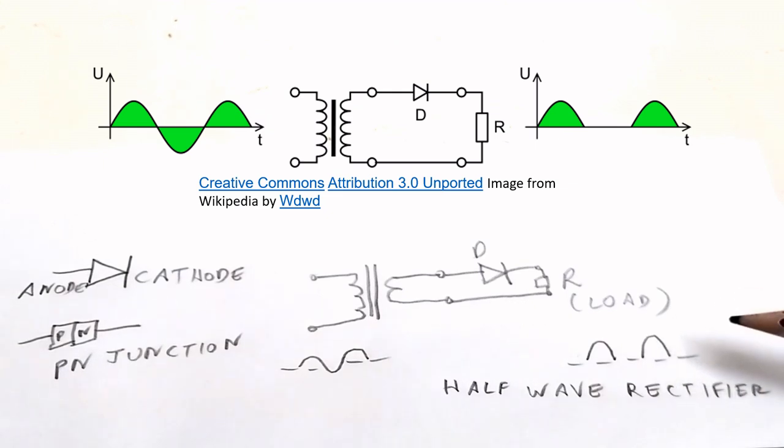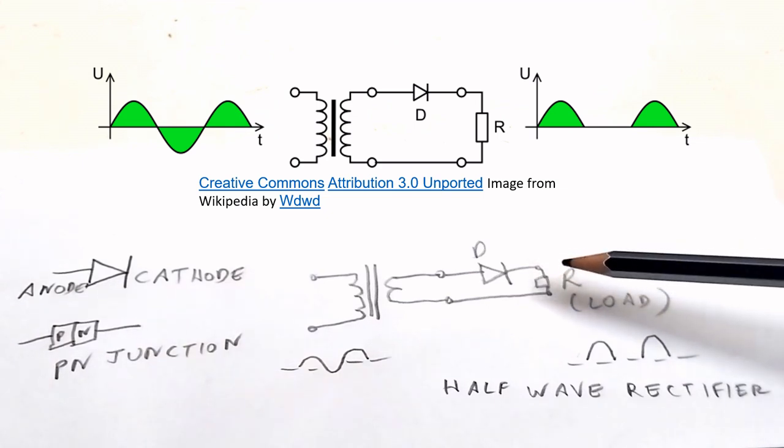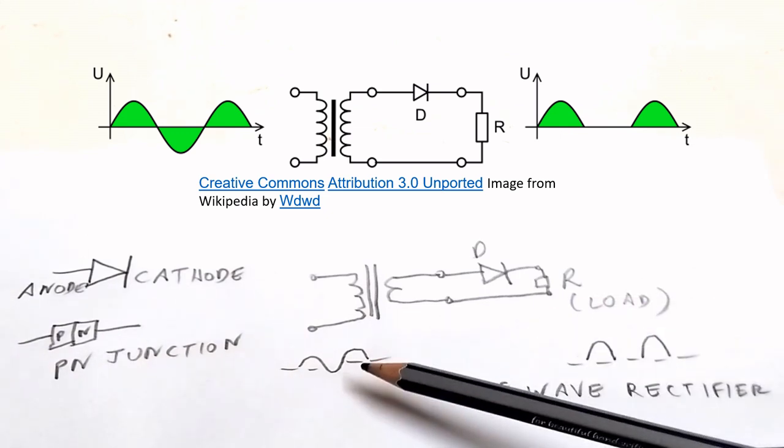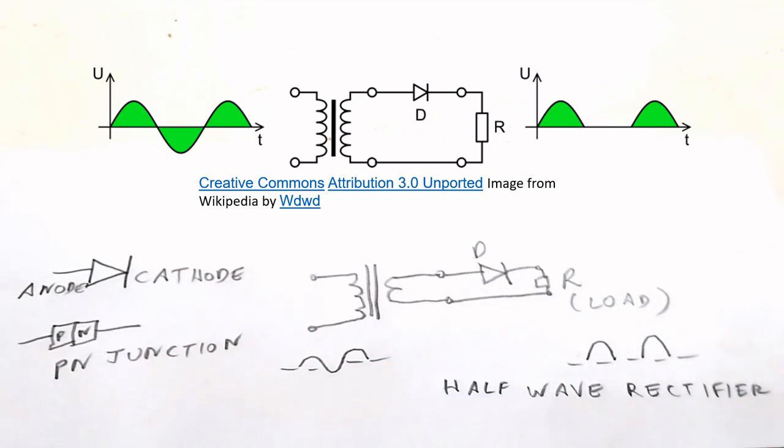Only the positive cycles are sent out into the load. That is a ripple like, intermittent current which flows into the load resistor. That is a half wave rectifier. Output has only half of the waves in the input. One disadvantage of half wave rectifier is that it delivers only half the cycle of alternating current and hence the output is low.